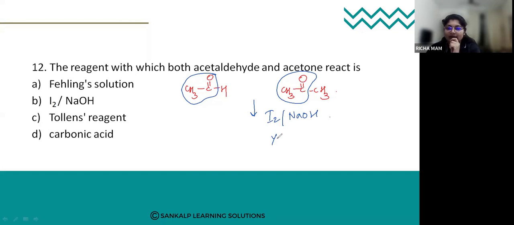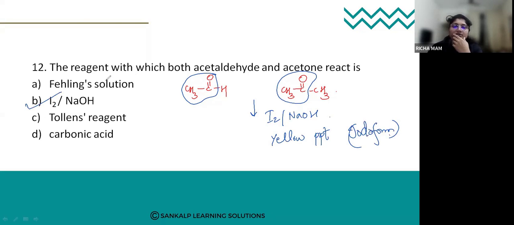it will give you a yellow precipitate. It gives you a yellow precipitate, that is the iodoform test. That is, iodoform is formed. So both acetaldehyde and acetone react with iodine in NaOH because they answer the iodoform test. Why? Because in both of these, the acetyl group is present.